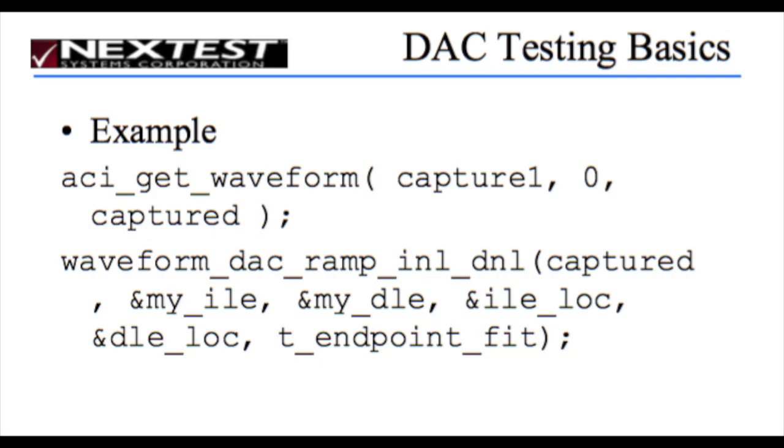Okay, here's an example. ACI get waveform, capture one, that's the ACI that we're asking. You can have multiple ACIs in a Nextest. You can have up to 4, I think. ACI get waveform, capture 1, 0, captured. Captured is the wave. So you pull the waveform out of the ACI, and then you do waveform DAC ramp INL DNL captured, and you're good to go. So that's how you test a DAC.